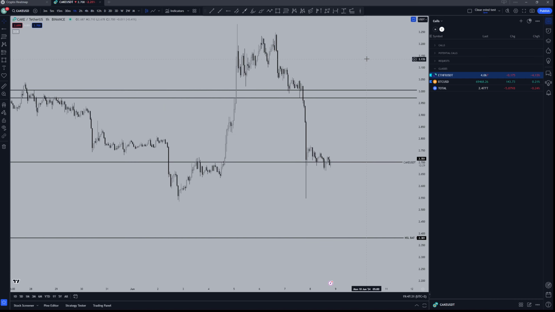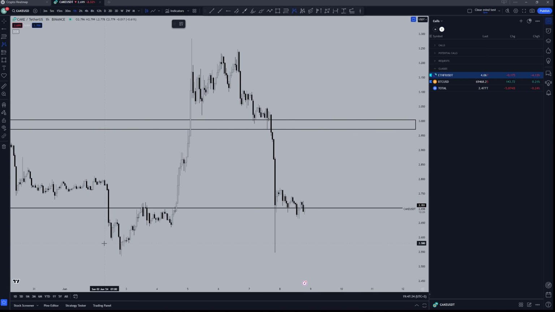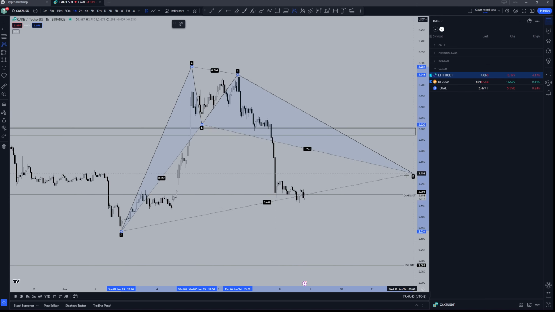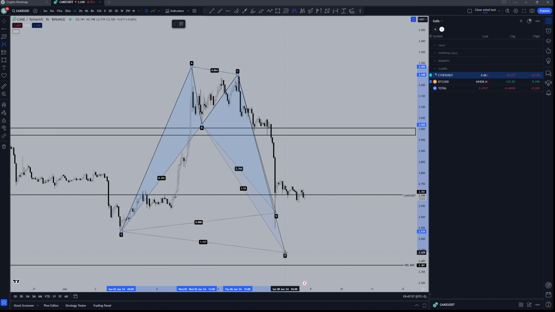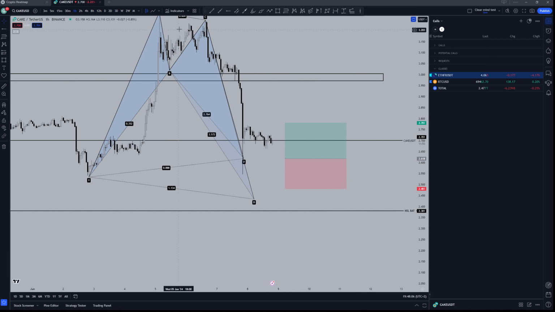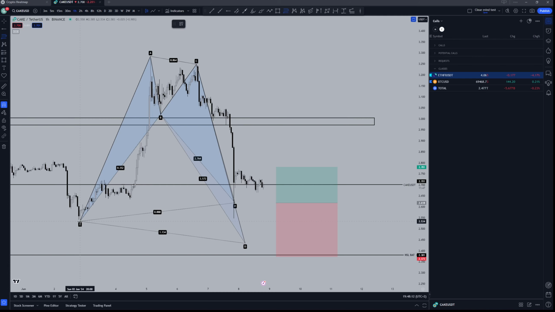Okay, so let's see if we have something forming here. It would kind of align with a 382. Which would mean this either has to be on an 886 for a bat, or on a 113 for an alt bat. So essentially, off of that 382 and the pallet top side, that was almost a perfect 886. You could essentially take a long at the 886.